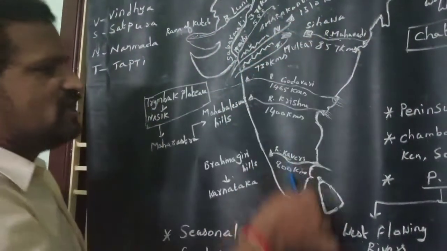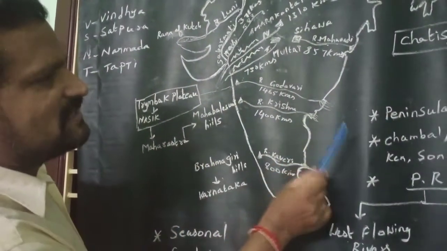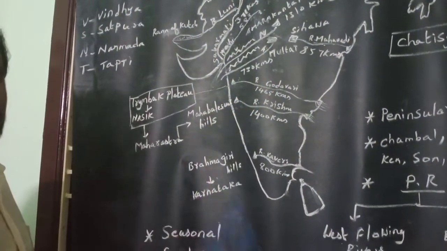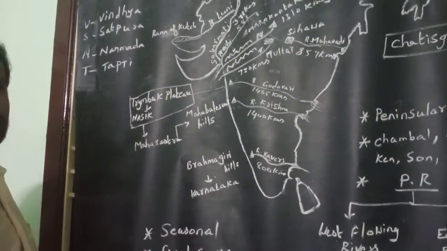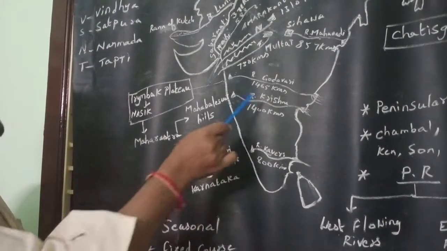These rivers are east flowing rivers. Why? Because they flow towards the east and reach the Bay of Bengal. The first largest peninsular river is Godavari. The second largest peninsular river is Krishna. The second largest river in India is Godavari. The third largest river in India is Krishna.